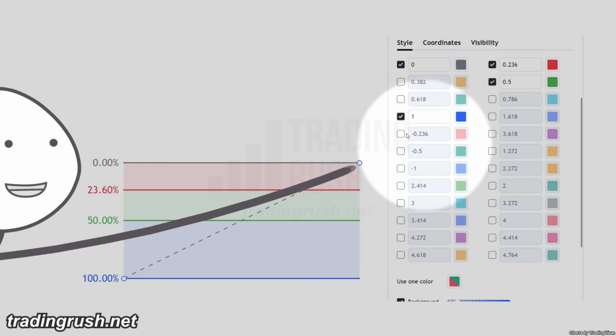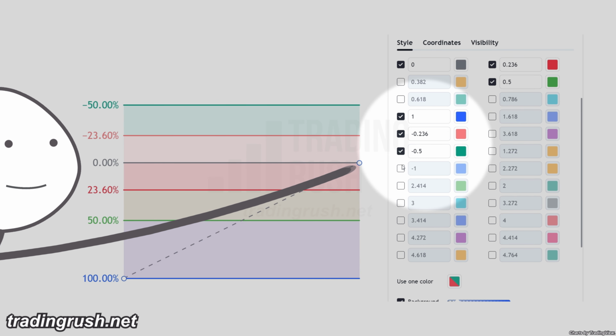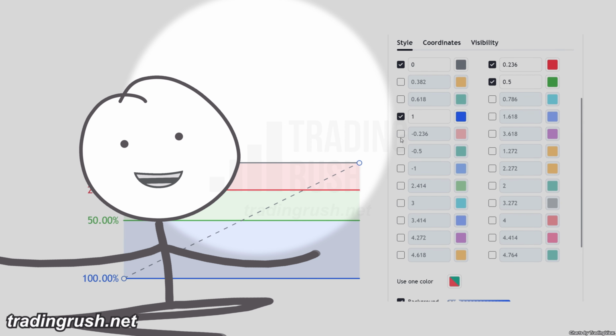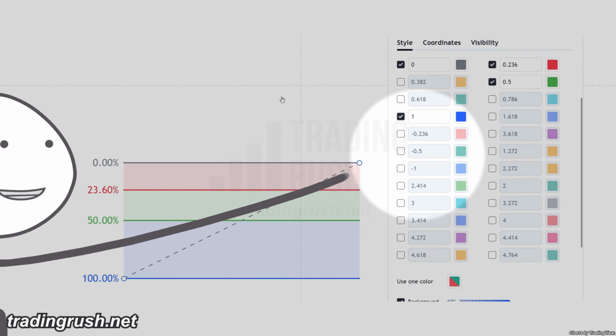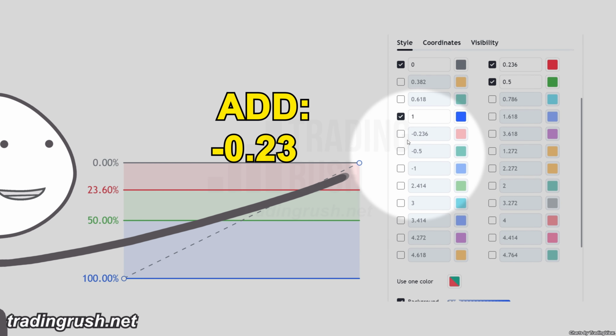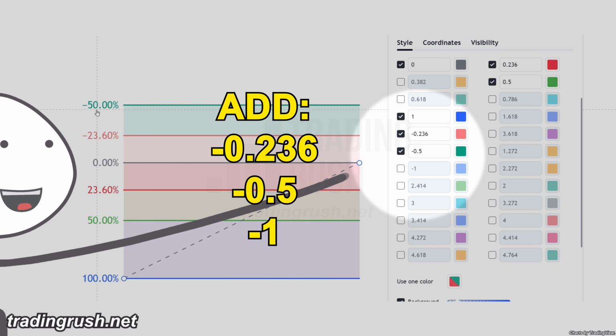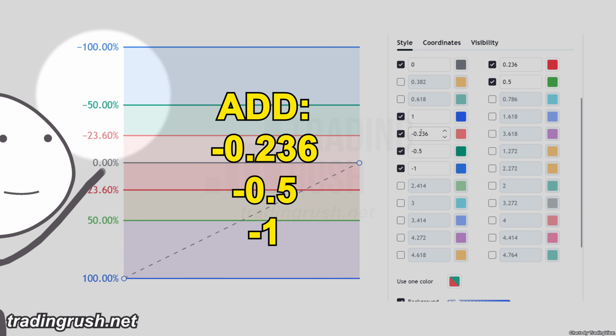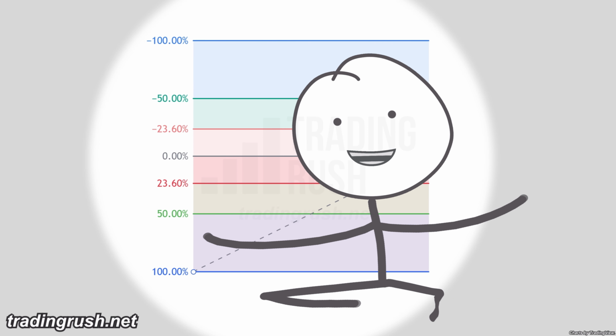Then, I do something that I haven't seen many people do. I use some of the hidden numbers to create negative levels. Why? I will tell you when I explain the strategy. By using the hidden levels, I created minus 23.6%, minus 50%, and minus 100% Fibonacci levels. Now the Fibonacci tool is ready for my strategies.